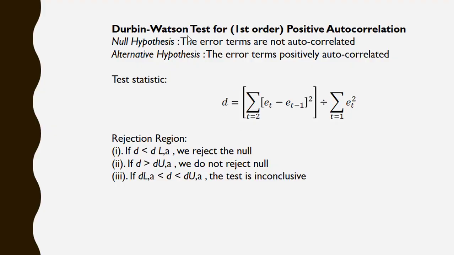So for the Durbin Watson test for positive autocorrelation, our rejection region is: if the test statistic D is less than DL of alpha, where alpha is the significance level, we're going to reject the null. And if D is greater than DU of alpha, we do not reject the null hypothesis. And if D falls in between those two values, then the test is inconclusive. So what we're going to do now is look at our Durbin Watson table.